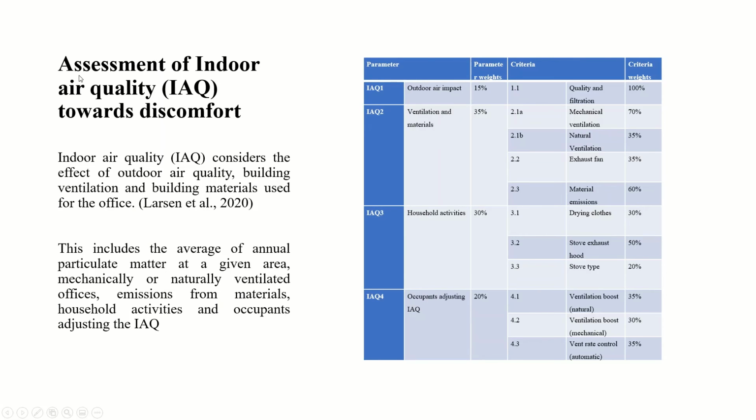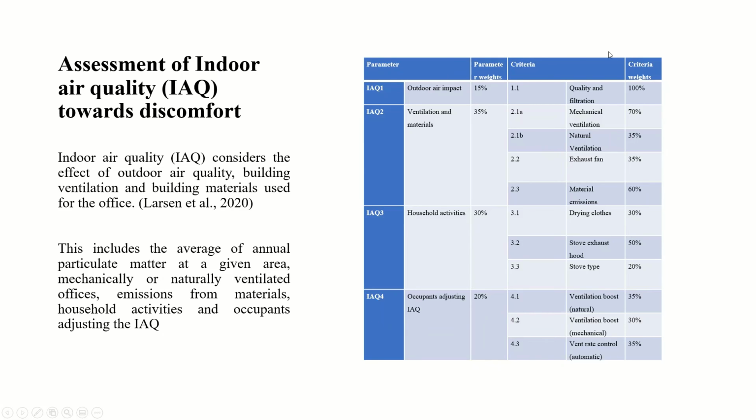Next is the assessment of indoor air quality, IAQ, towards discomfort. Indoor air quality considers the effect of outdoor air quality, building ventilation, and building materials used for the office. This includes the annual average of particulate matter, PM, at a given area, mechanically or naturally ventilated offices, and emissions from materials, household activities, and occupants, adjusting the IAQ.